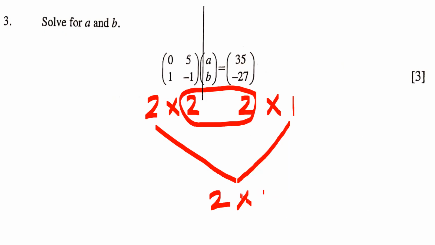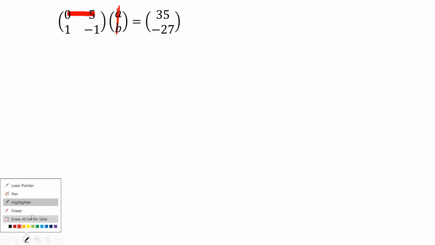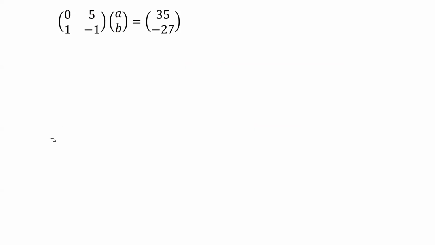So the resultant matrix is going to be a 2 by 1. Okay, so let's multiply. We have these two matrices here that we're going to multiply. So we're going to say row 1 multiplied by column 1. And so let's multiply it term by term.